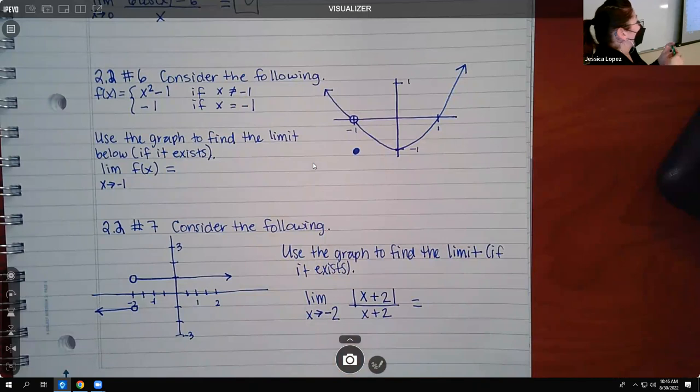I heard 0 as an answer. Is that everybody says 0? Why is it not negative 1?